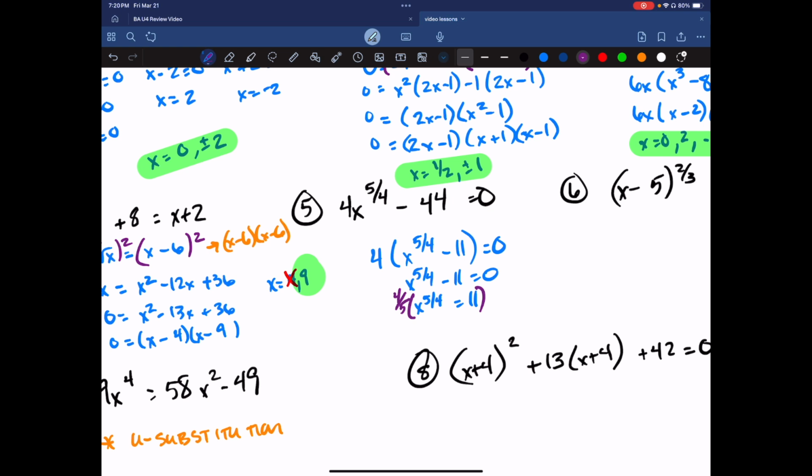4/5. And what that's going to do is leave me with just x, and it's going to say 11 to the 4/5. And so that will be my answer.